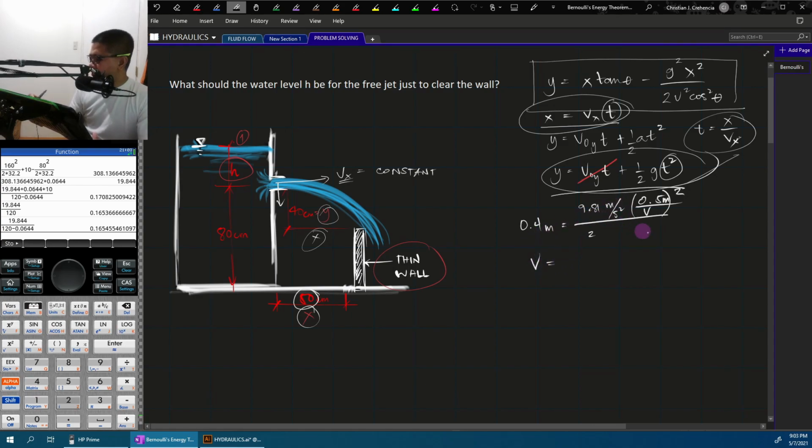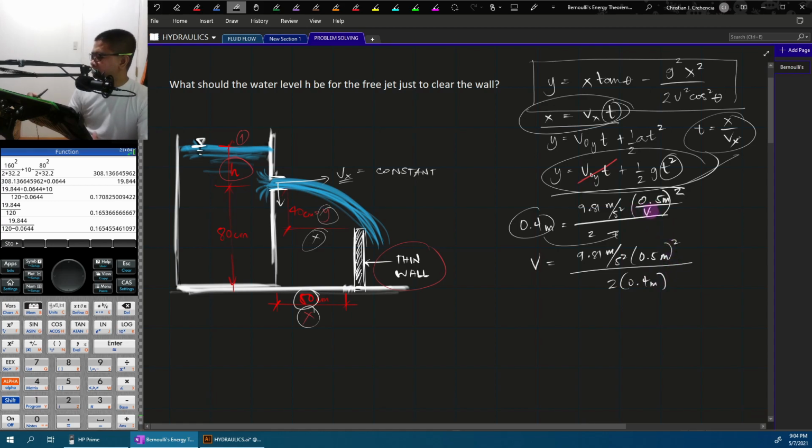And so, let's simplify. This will be equal to 9.81 meter per second squared, multiplied by 0.05 meter, then squared, then over 2, then we bring down the 0.4 meter here, times 0.4 meter.